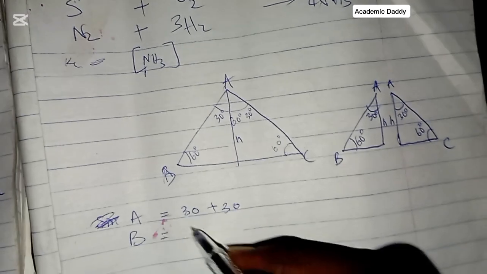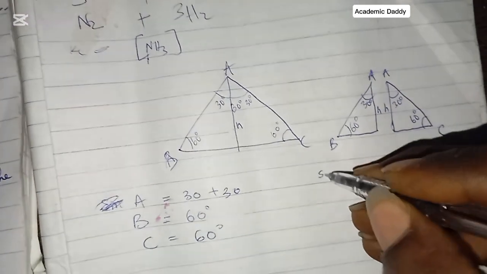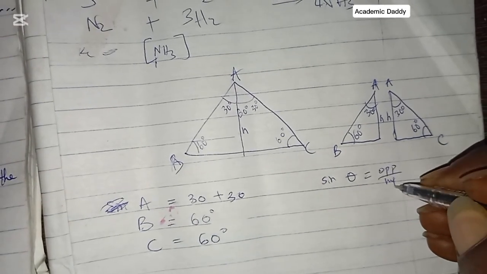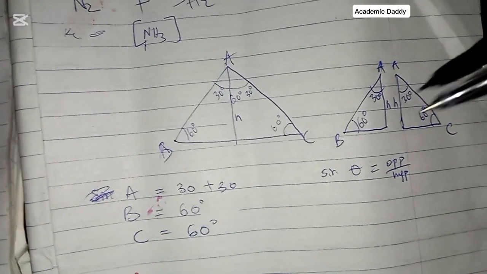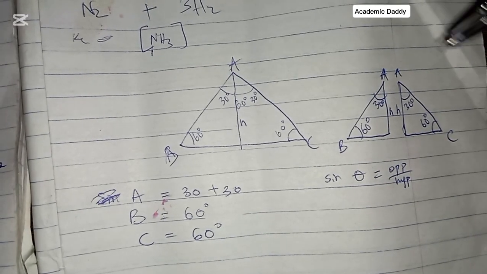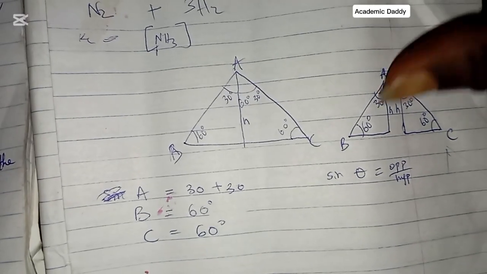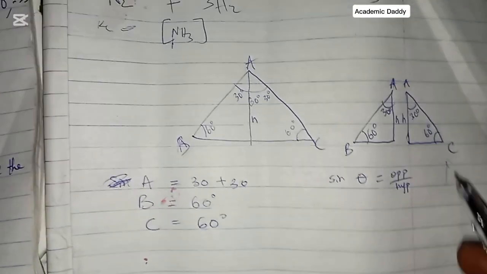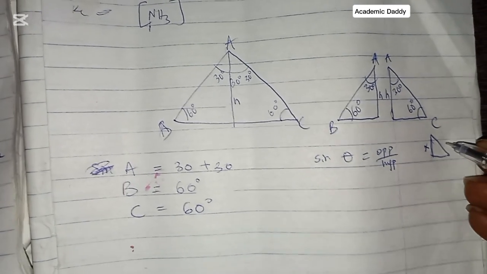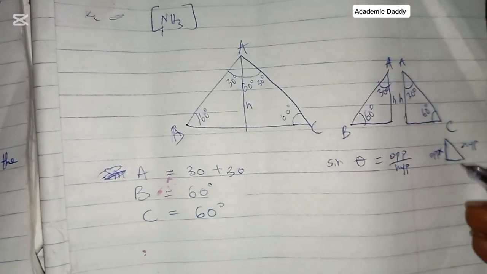B has angle 60 degrees. C has angle 60 degrees. Remembering what we know about sine, sine theta is equal to opposite over hypotenuse. That means you cannot do sine of an angle with an equilateral triangle. To do sine of an angle, you must make it a right angle triangle. Sine talks about the opposite side over the hypotenuse. This is the hypotenuse. This is the opposite side, for this angle.